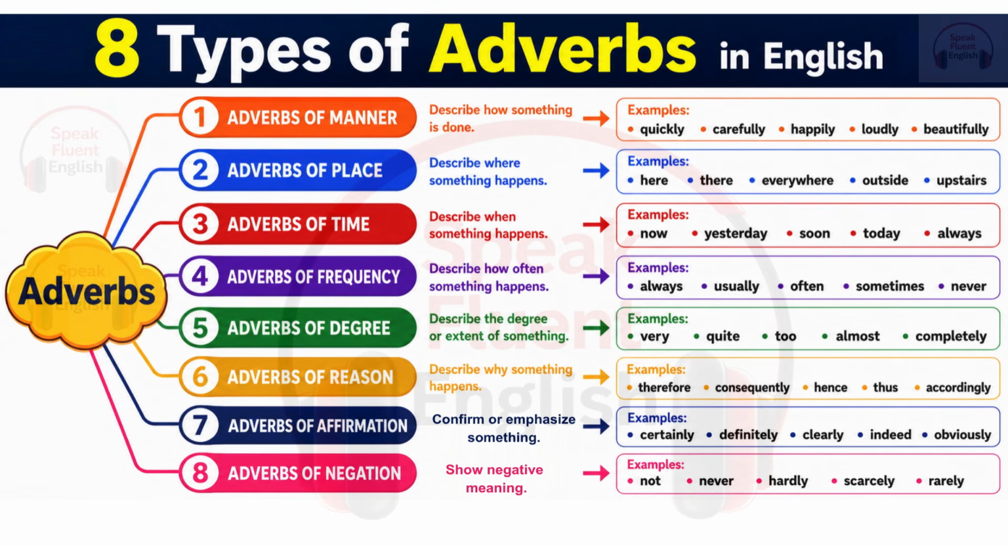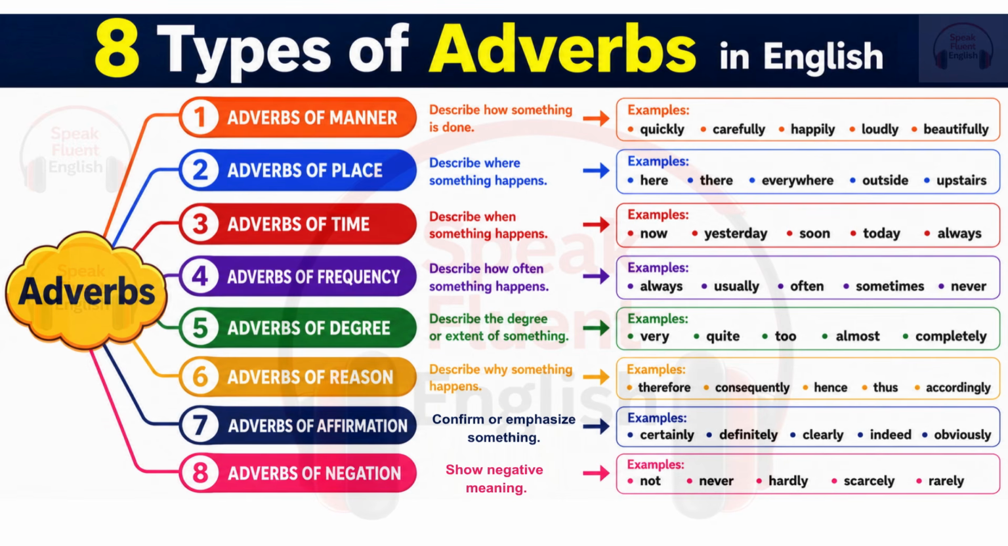Today, I will explain the 8 types of adverbs in English. Adverbs are very important because they help us describe actions, time, place, frequency, degree, and more. In this lesson, we will look at 8 common types of adverbs with simple examples.